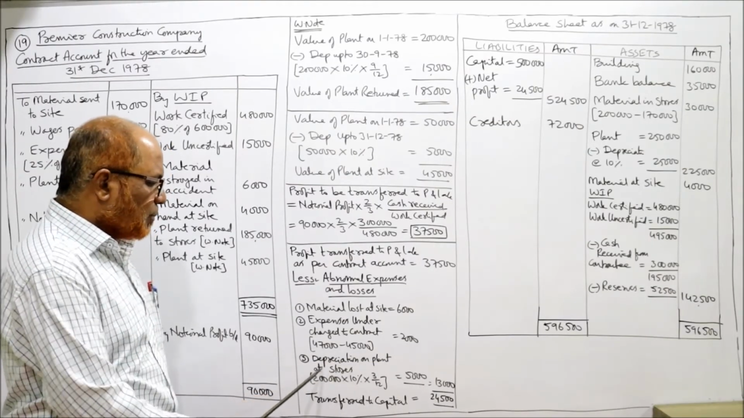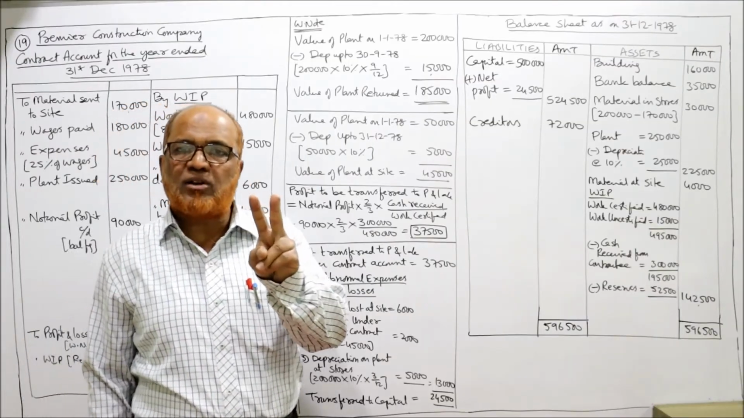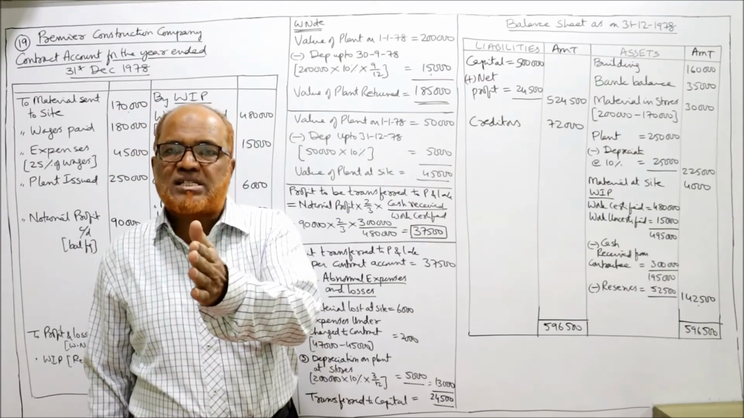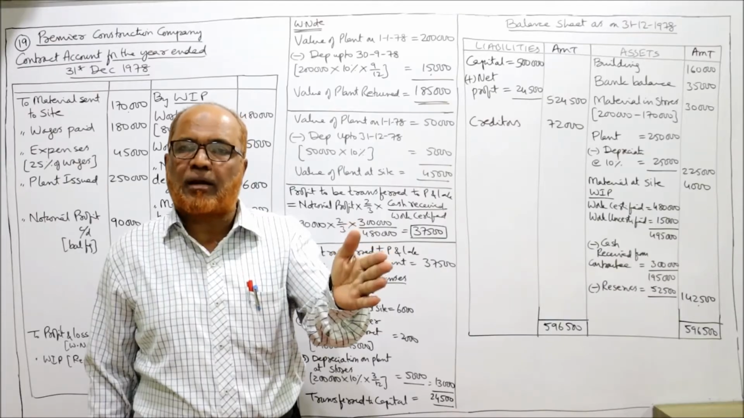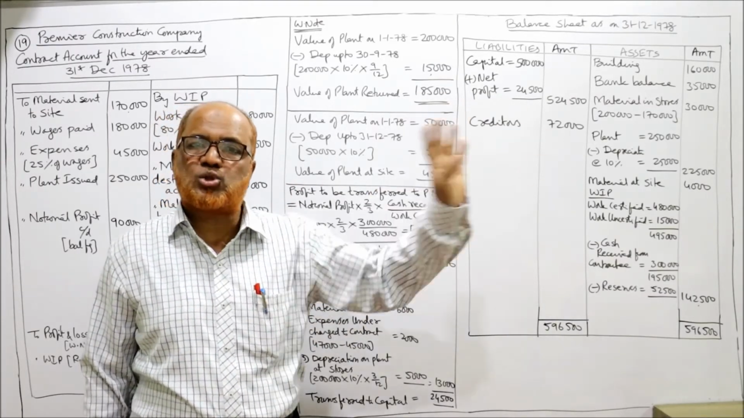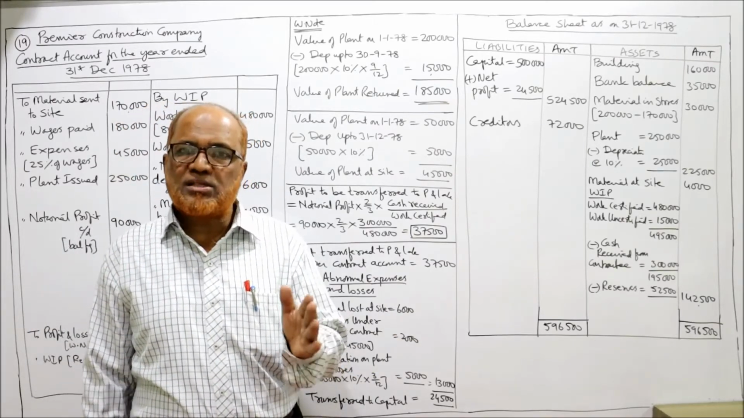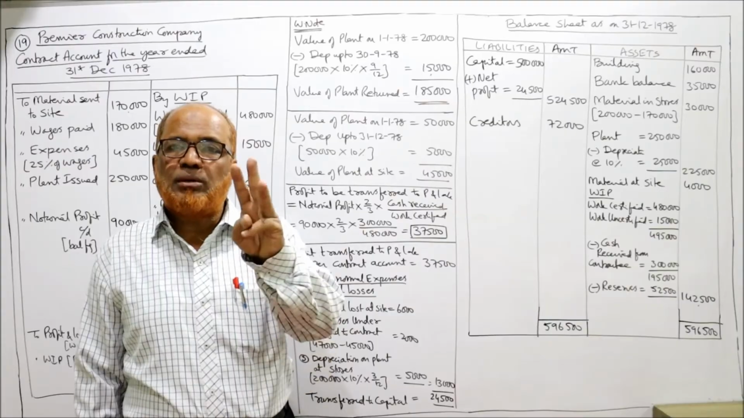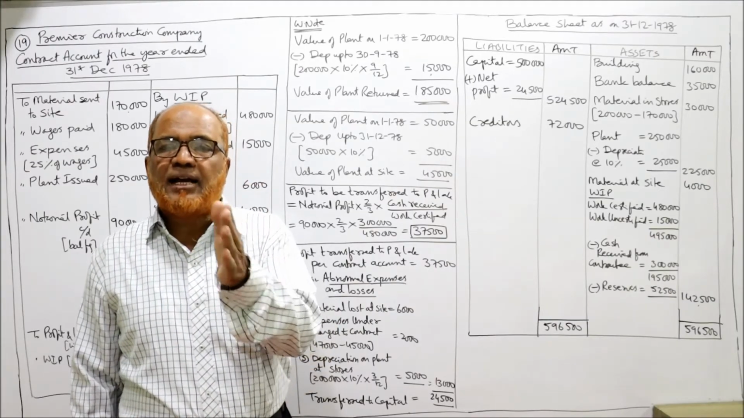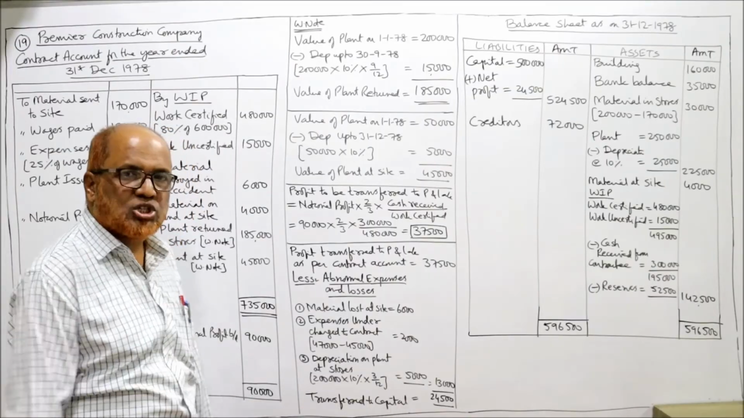Now depreciation on plant at stores. Actually 2 lakh rupees worth of plant was there, which was used from 1st Jan to 30th September. On 30th September, this plant was returned back to the stores. अब ये 3 महीने स्टोर्स में, the plant was in the stores. तो 3 महीने का depreciation 2 lakh into 10% into 3/12, you will get 5,000 rupees depreciation.